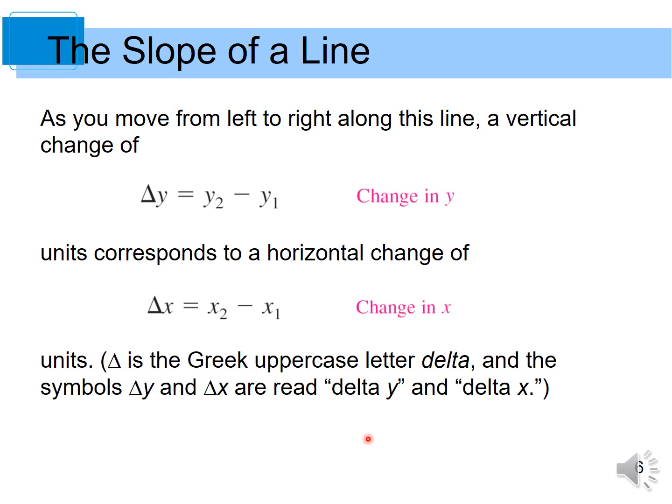As you move from left to right along this line, a vertical change of delta y equal to y2 minus y1, or you can say change in y units, corresponds to a horizontal change of delta x equal to x2 minus x1, or change in x units. The triangle symbol here we call delta, and these are delta y and delta x.